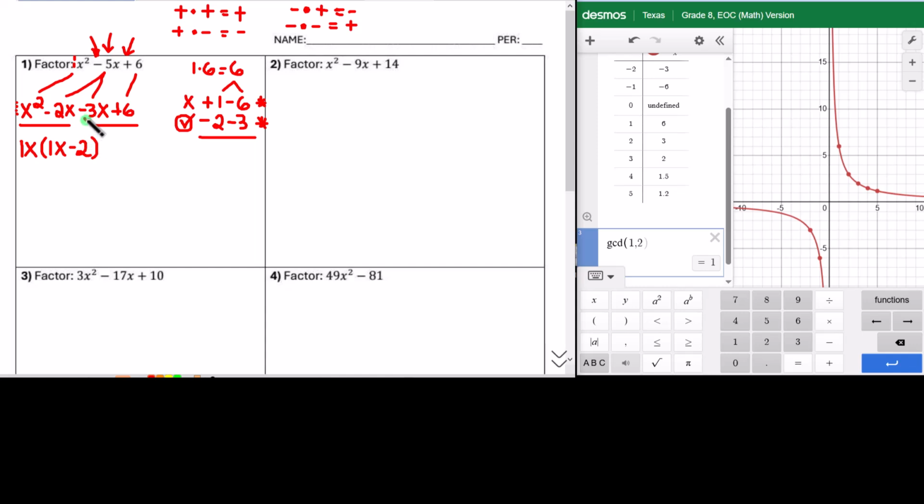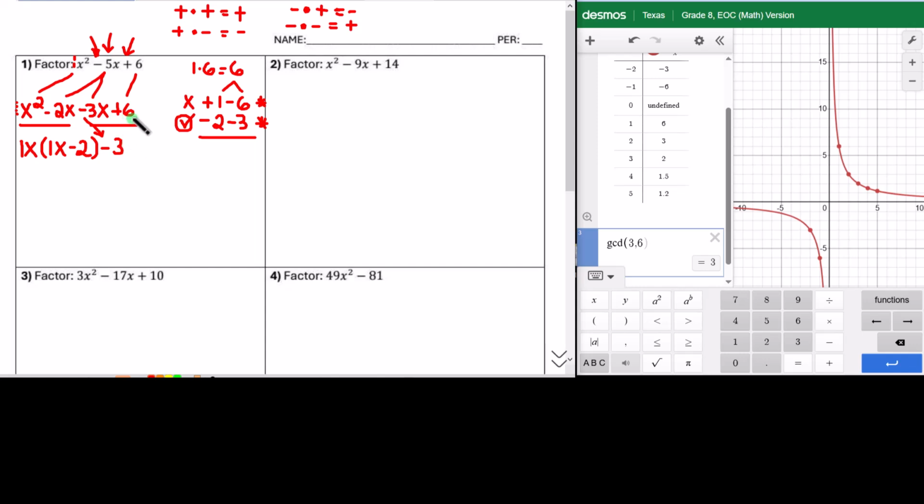Now I need to bring down that sign. Whatever sign you have right there, you need to bring it down. In this case, it's a negative, so I bring that negative down. If it was a positive, I would bring down a positive. Then I do the GCD for these two terms, 3 and 6. I come to my calculator and write GCD 3, 6, and the calculator tells me the biggest number to divide 3 and 6 is 3.